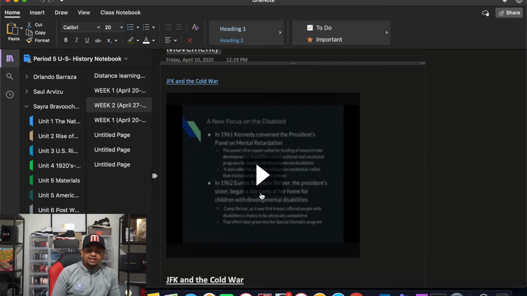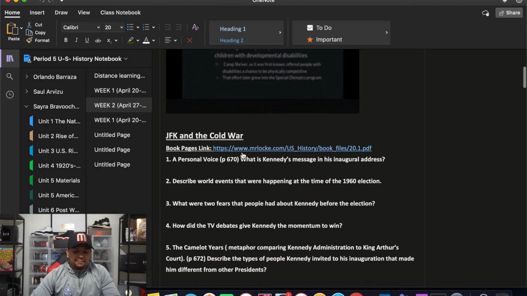Okay, and then after that, this is a guided reading. Here's Mr. Locke's textbook. You guys know what this is. It's the digital textbook. If you have your actual textbook at home, you can just open it up and respond to these questions. I did put the PDF file there for you to reference.